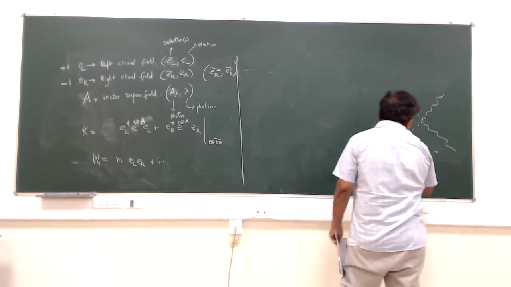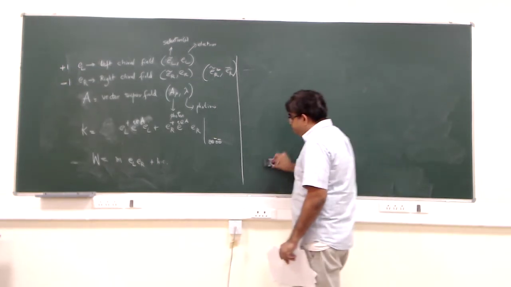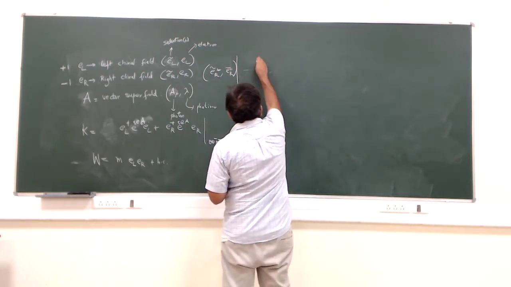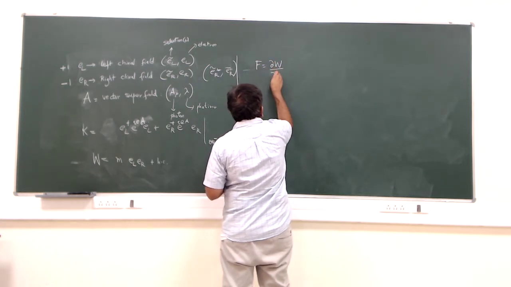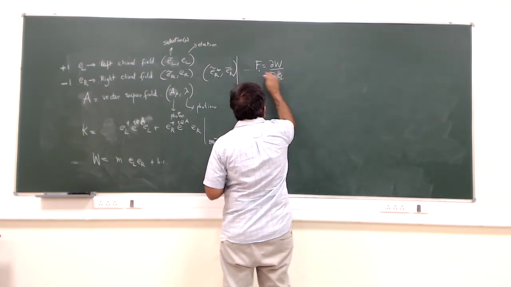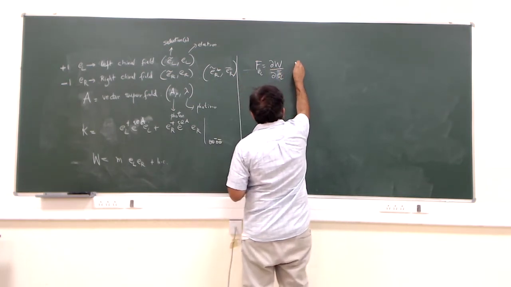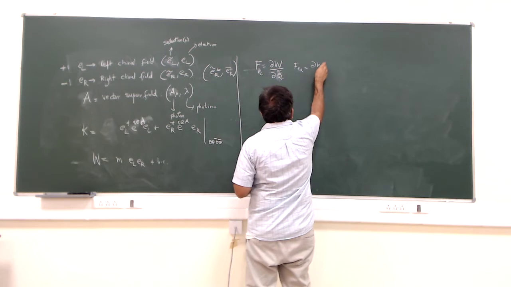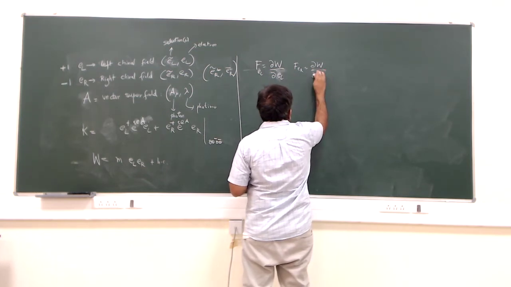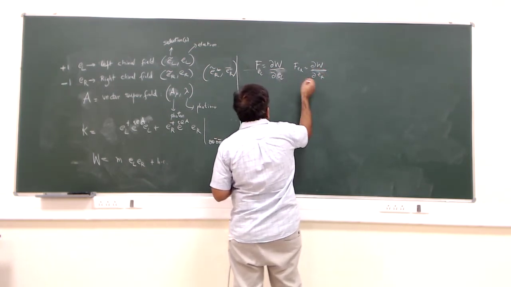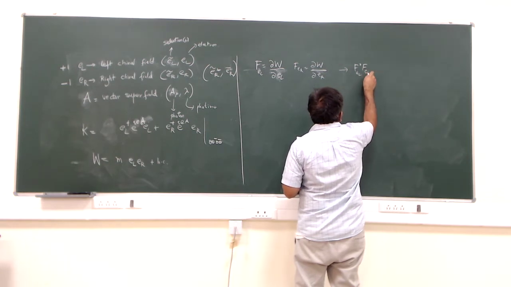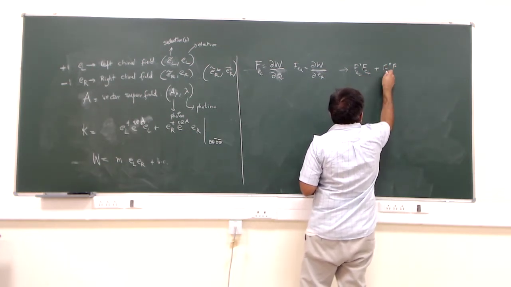So remember there are only three vertices in QED plus scalar QED. So F again, I told you this is the formula for F. You can directly take the superfield, there is no problem. You don't have to worry about the scalar part. You can directly take the superfield and write F star F EL plus F star F ER.